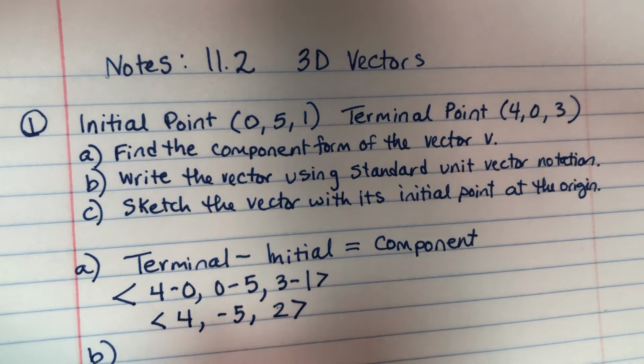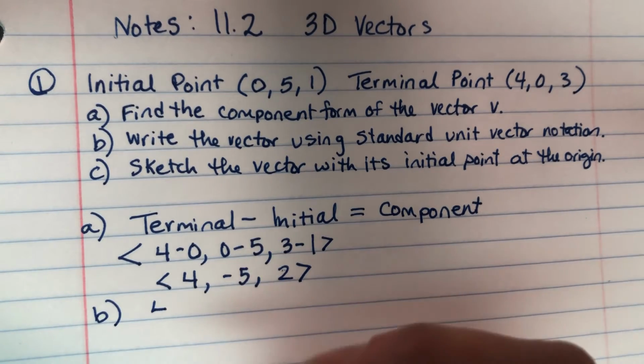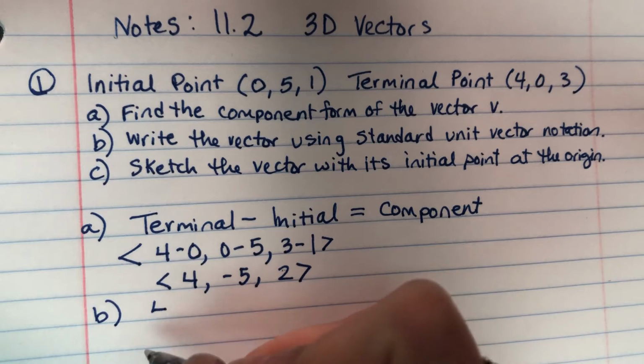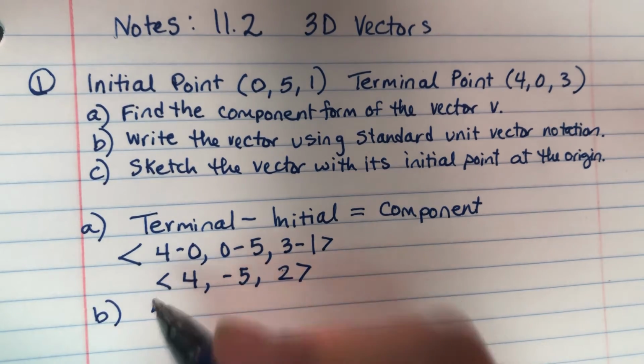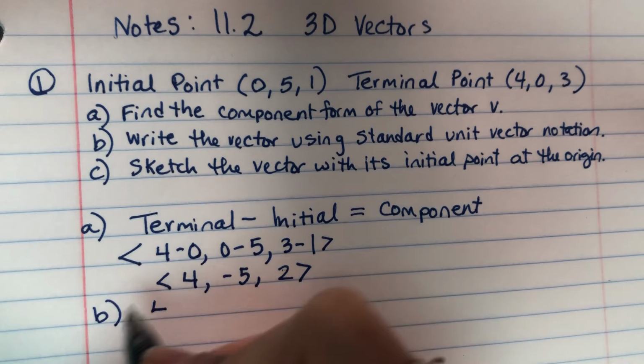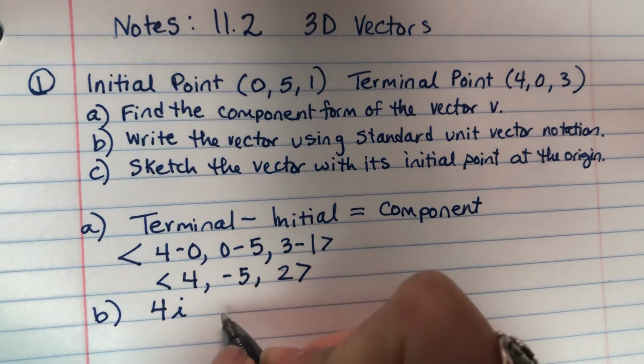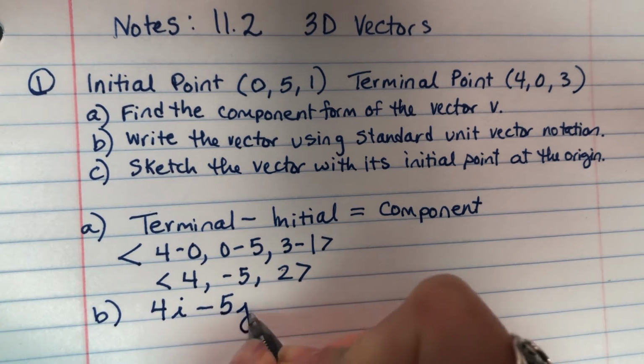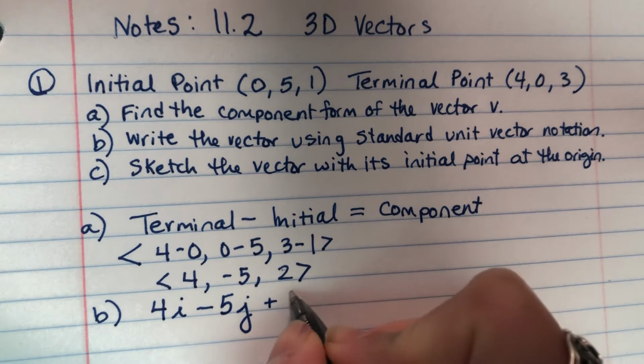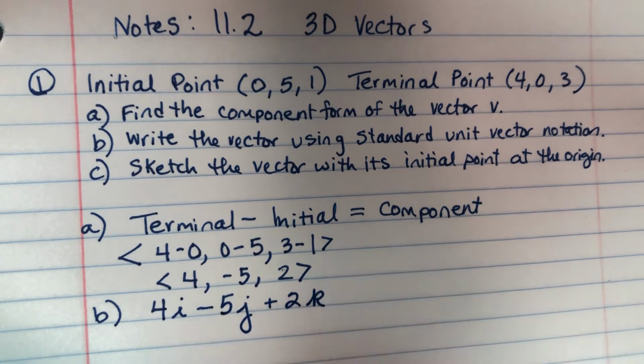So then for part B, writing the vector using standard unit vector notation, if you will remember, when you did vectors in pre-calculus, you used i's and j's for the x's and the y's, but we'll add k for the z. So it's going to be 4i minus 5j plus 2k, and that's in standard unit vector notation.